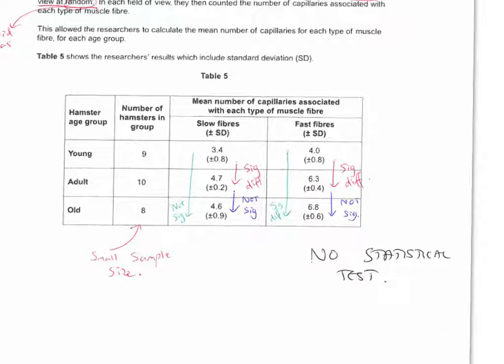with slow muscle fibres, because if you add 0.8 onto here, you get 4.2, and if you take 0.9 off from this, you would get 3.7. Therefore, they overlap. If you do between the young and old here, you get 4.8. If you add on the standard deviation, you get 6.2. So there's no overlap there. So there is a significant difference between young and old for fast. So significantly more fast fibres in old than there is in young. However, in all of this, there is no statistical test, so we can't see if the difference is truly significant, and also because of the small sample size, it's not truly representative either.